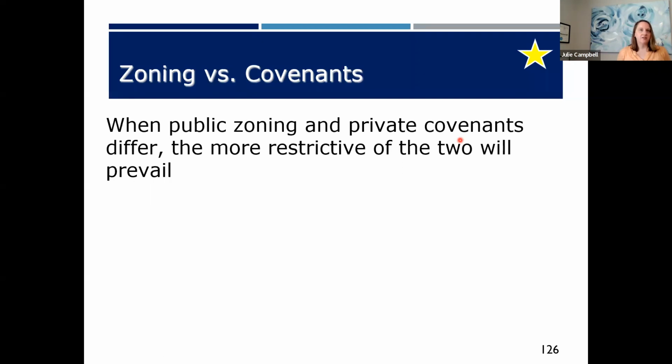So now bring real estate into it. Zoning says one thing, covenant says something else. We have conflicting information. Which one is going to win? The more restrictive of the two. Maybe the area is zoned for residential and commercial, but the covenants say residential only. Which one is more strict? Covenants. Am I allowed to build a commercial building in this subdivision? Even though zoning allows it, the covenants are more strict, so they will prevail.